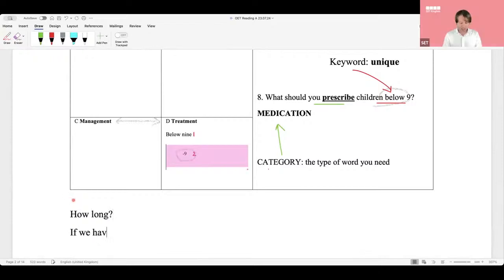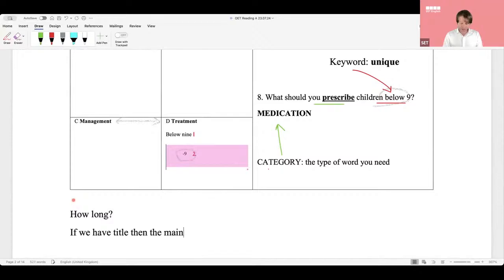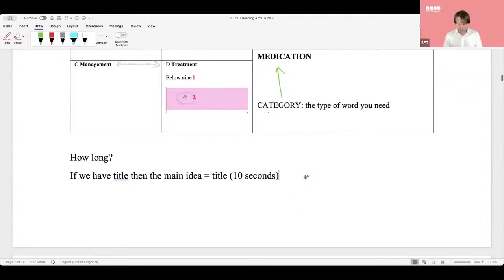If we have a headline, just 10 seconds, maybe 5. What do you mean by headline? Title. Yeah, then the main idea equals the title. So we need like 10 seconds. If there's no headline, no title, 30 seconds, maybe. Does that make sense, everyone?